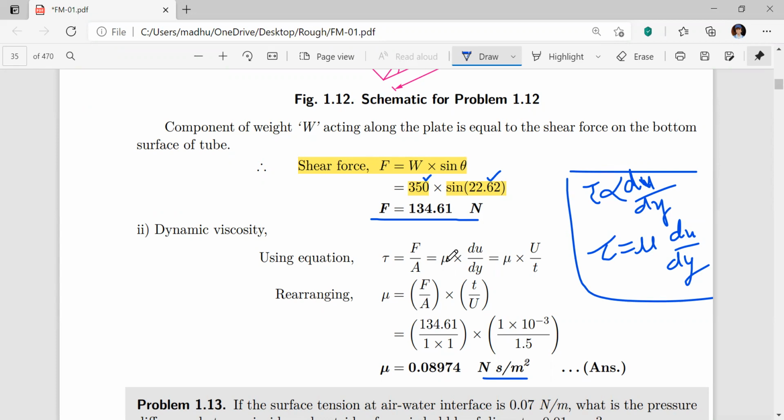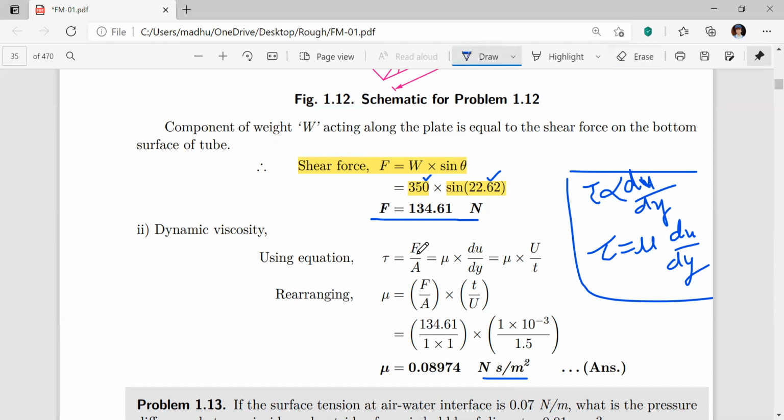Mu means dynamic viscosity, du by dy means u by t. du means change in the velocity, or the velocity that we have taken as u. dy means thickness of the oil film, that is t. So tau is nothing but force by area. So all these equations we will simplify. So what we will do now, this entire equation we will simplify.